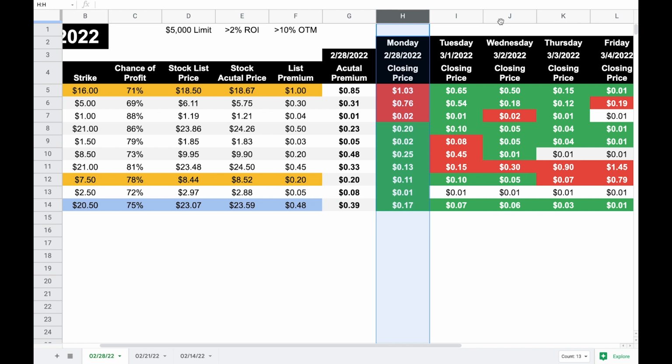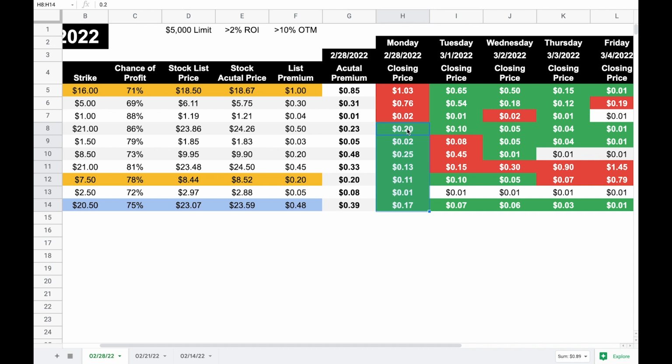If it is red, that means the closing price actually is higher than what it opened at. And then if it's green, the closing price is lower than what it opened at, because these are now more profitable because we're short on these puts. So we're selling these puts. So the more the premium goes down, the more profit that we'd be showing. That's why if it goes down, it's green. If it goes up, it's red.